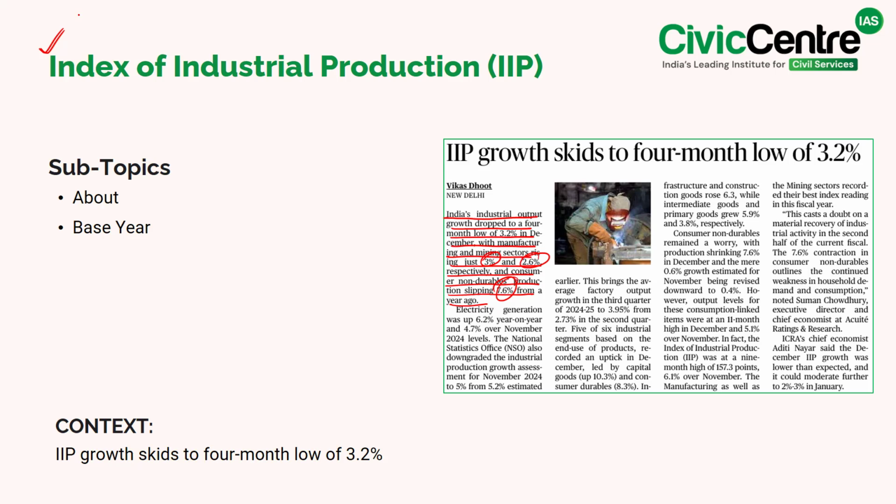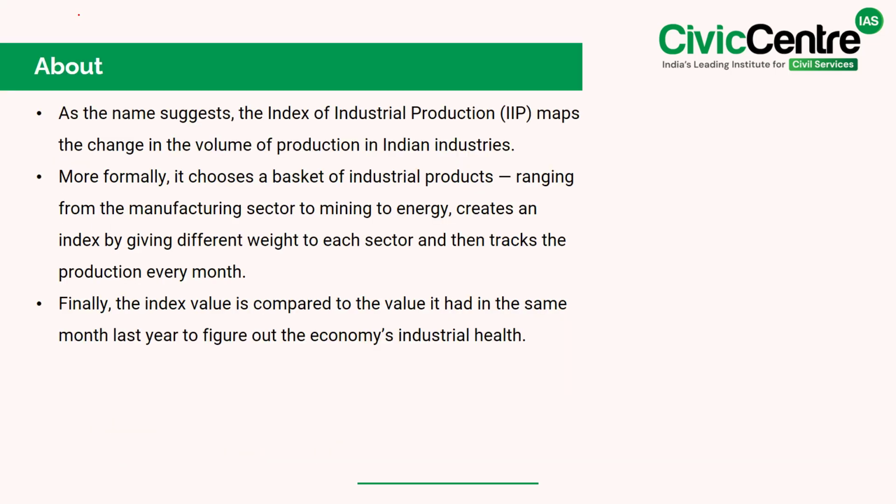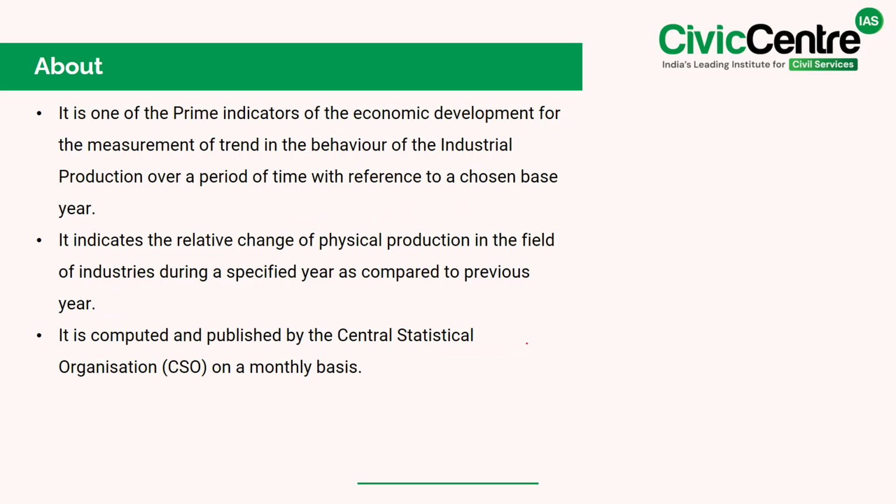See, as the name suggests, the Index of Industrial Production maps the change in the volume of production in the Indian industries. More formally, it chooses a basket of industrial products ranging from the manufacturing sector to mining to energy, which creates an index by giving different weight to each sector and then tracks the production every month. Finally, the index value is compared to the value it had in the same month last year to figure out the economy's industrial health, and it is one of the prime indicators of the economic development for the measurement of trend in the behavior of the industrial production over a period of time with reference to a chosen base year.